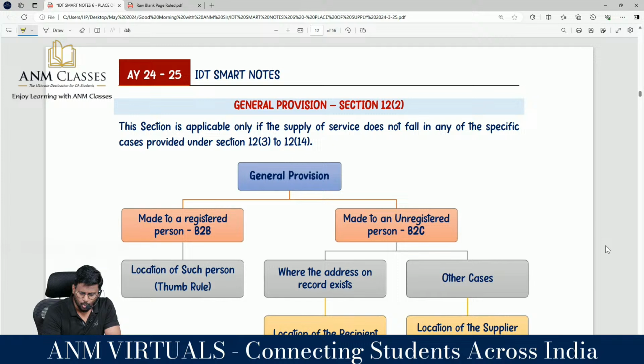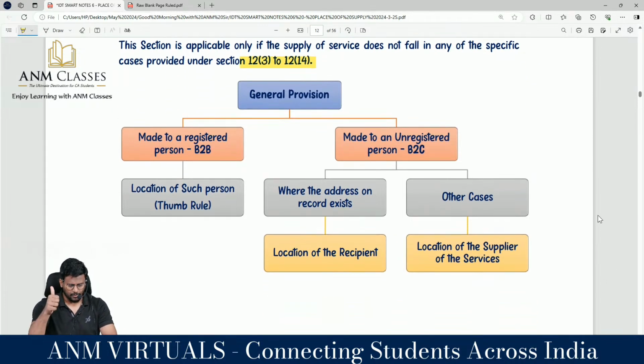This section is applicable only if the supply of service does not fall in any of the specified cases provided under 12.3 to 12.14. Sir, you have to check, we are having a general provision, correct? Yes, sir. The thumb rule is whether the service has been provided to a registered person. If the service has been provided to a registered person, the location of such person is the thumb rule, correct?